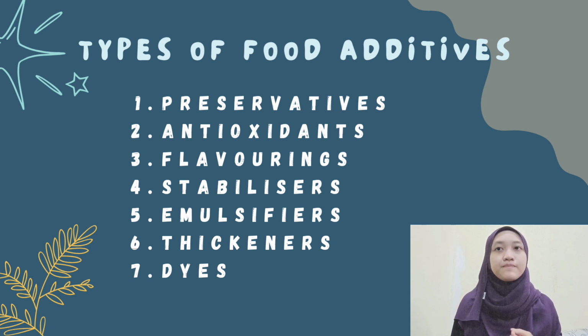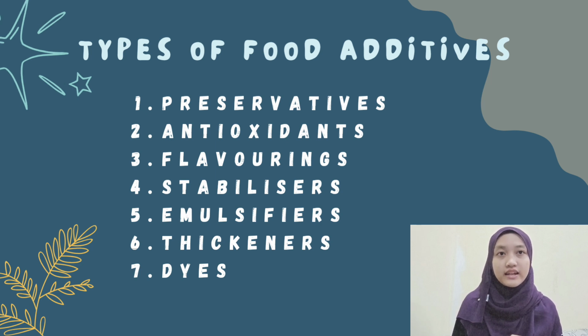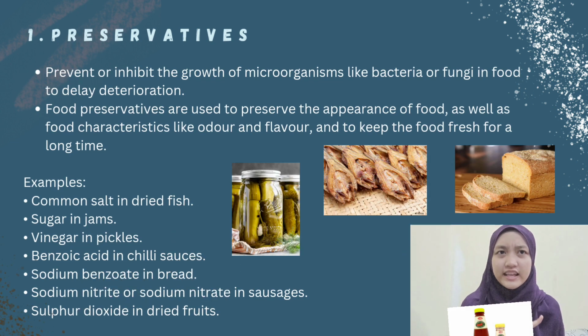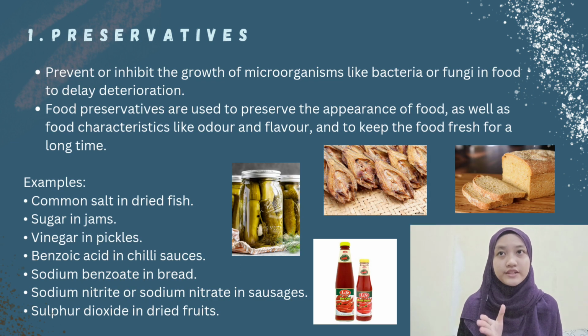First, preservatives. Second, antioxidants. Third, flavorings. Fourth, stabilizers. Fifth, emulsifiers. Sixth, thickeners. And seventh, dyes. First and foremost, let's talk about preservatives.